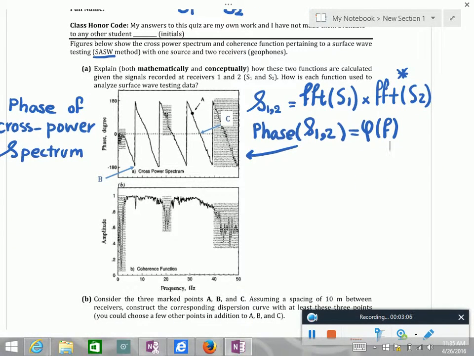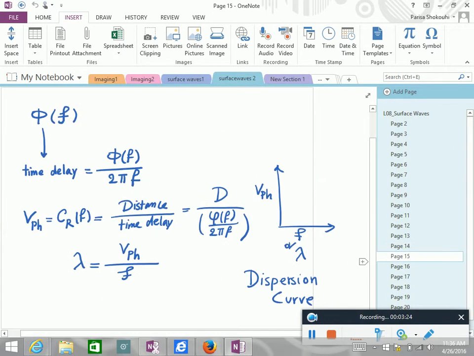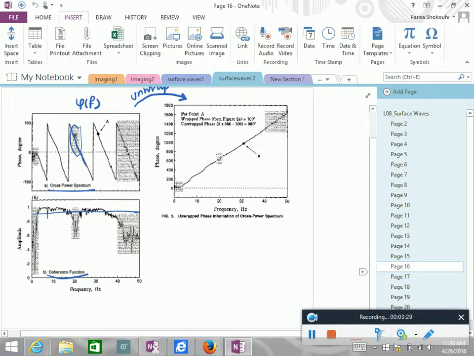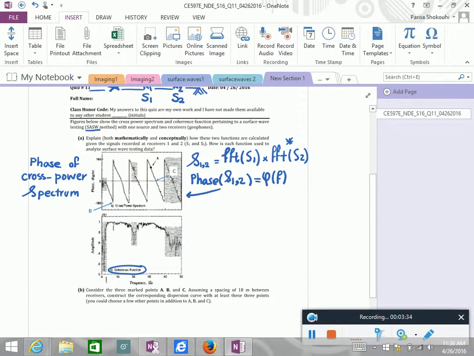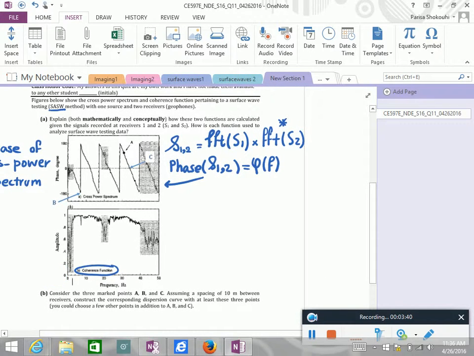What is the graph at the bottom, coherence function? Why do we have that? Let me check. Okay, this is the last thing we talked about last time. So we have talked about it. The coherence function shows us how well correlated these two functions are.